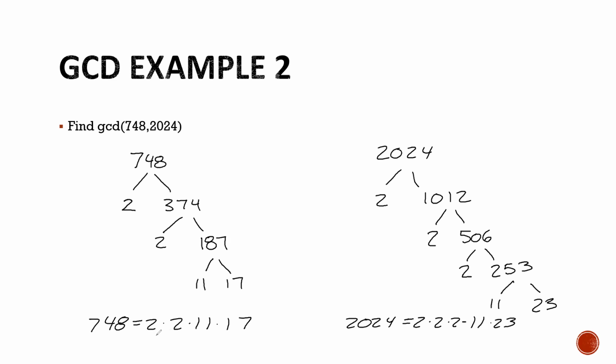Well, they both have 2s, and this has two 2s. So I'm going to take two 2s from over here. And then what's left is I have an 11 over here and an 11 over here. So the greatest common divisor of these things equals 2 times 2 times 11, or in other words, 44. So this is how we can find the greatest common divisor.